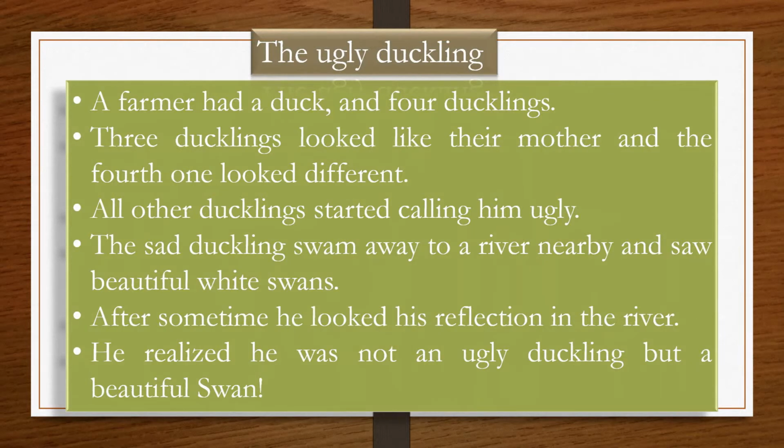So students, here is the story which we have arranged. Let's read. The Ugly Duckling. A farmer had a duck and four ducklings. Three ducklings looked like their mother and the fourth one looked different. All other ducklings started calling him ugly. The sad duckling swam away to a river nearby and saw beautiful white swans. After some time, he looked at his reflection in the river. He realized he was not an ugly duckling, but a beautiful swan.